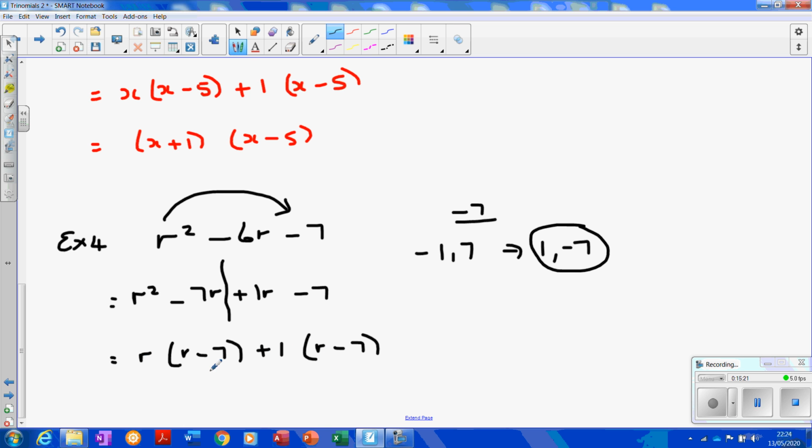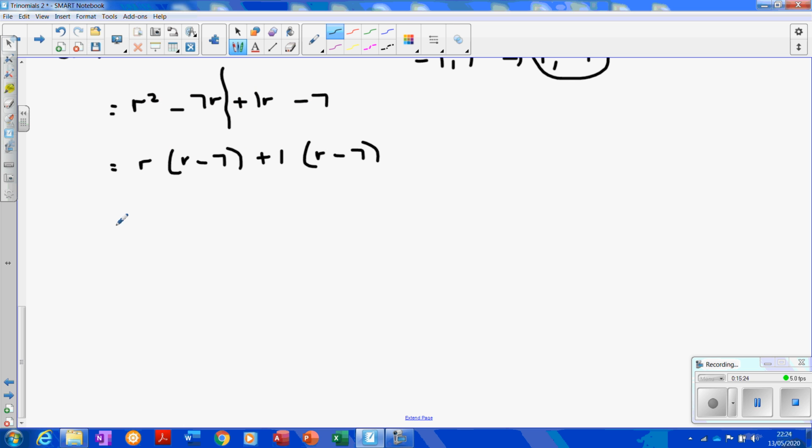So make up your brackets. So repeated bracket is r minus 7. Other bracket is r plus 1. And that's it, fully factorised.